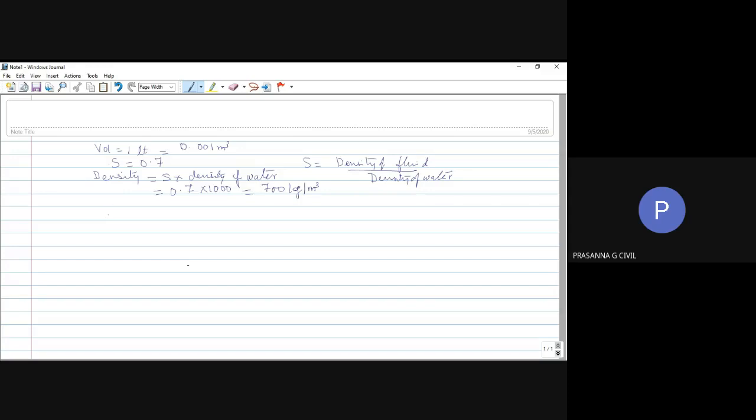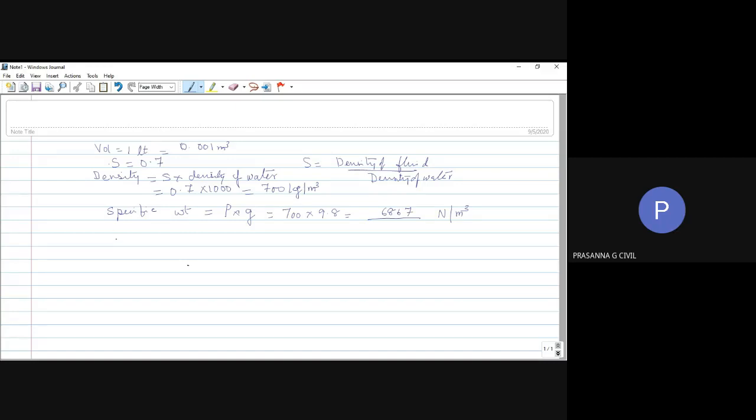The second component that they have asked is specific weight, which is equal to rho, or density, into g. So the answer of specific weight is going to be 700 into 9.8. The answer that you get will be in Newton per meter cube. Specific weight, what is the answer that you will be getting? Six eight six zero. So I hope both these two components are done.